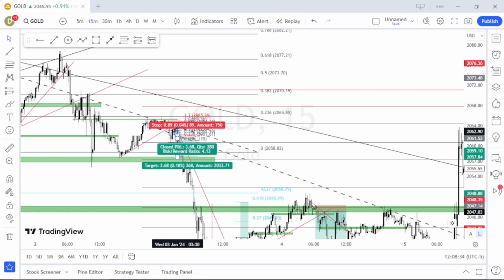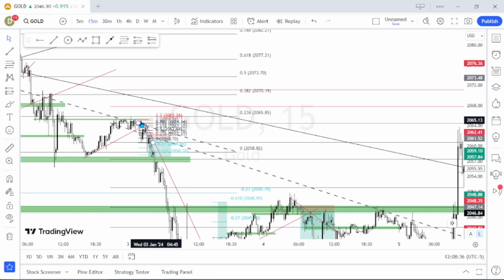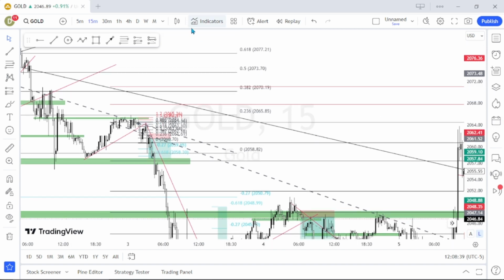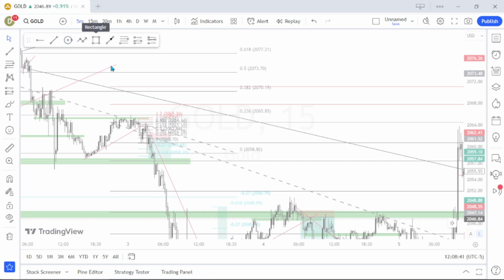Immediately as price broke out, let me go to the 15-minute time frame so that you guys can see this very well.